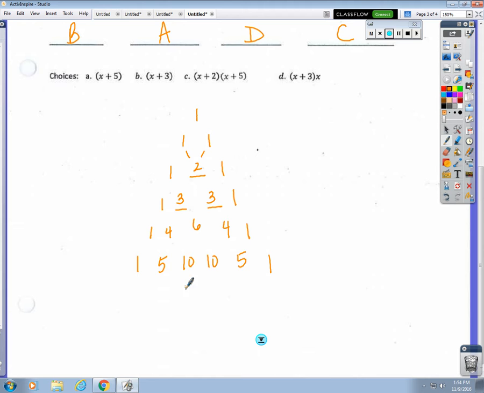Each row will increase by 1 digit. Does everybody understand how to create the triangle? Are there any other questions?